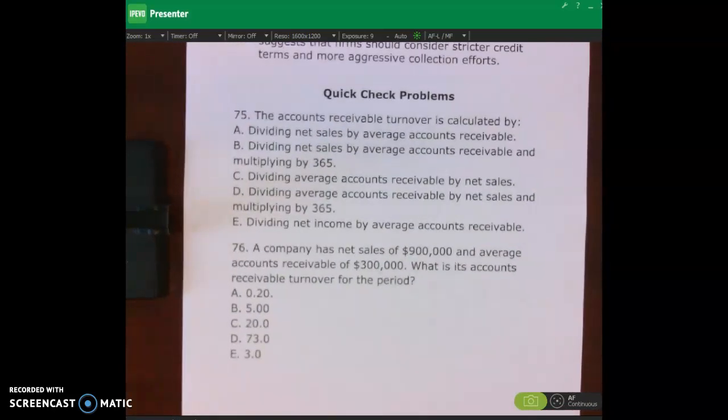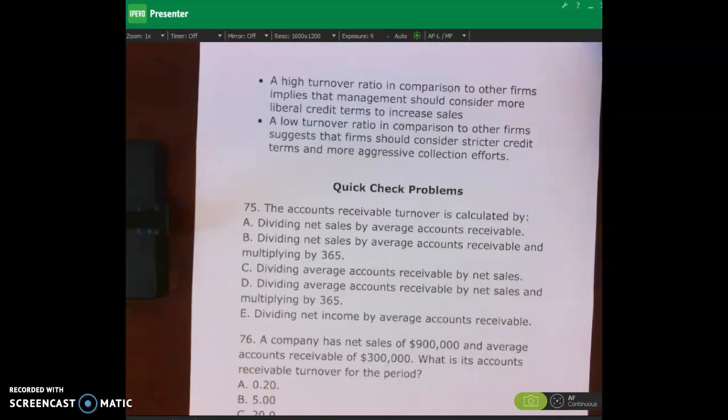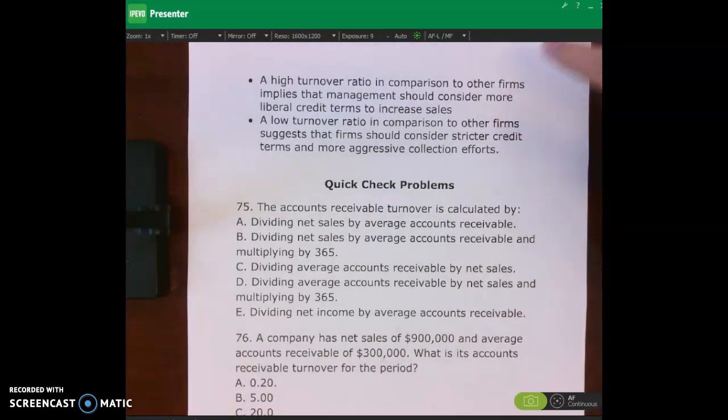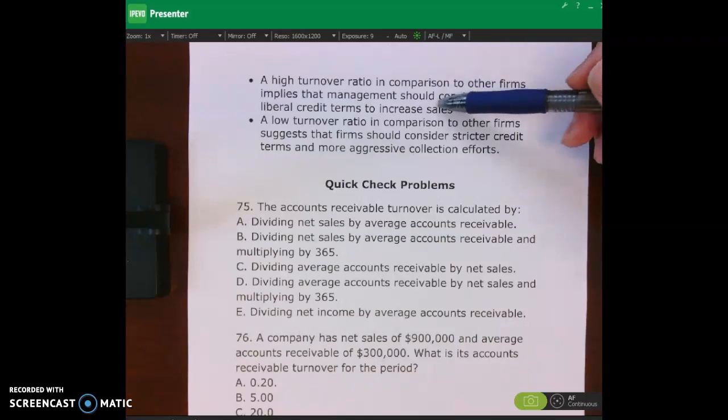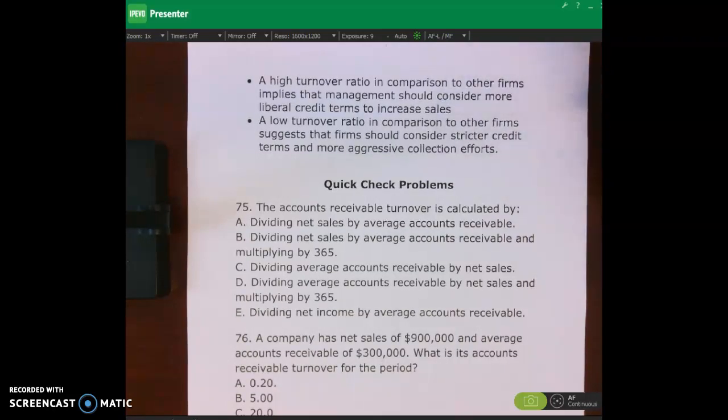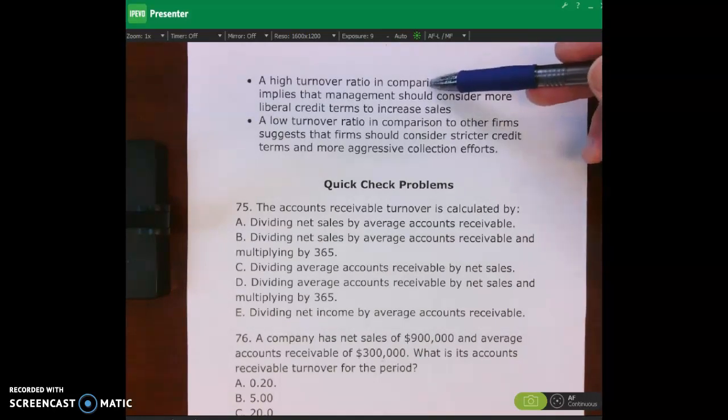Okay, so when we look at what a high turnover or a low turnover means in terms of industry norms, a high turnover ratio means that management might want to think about making their credit terms a little bit easier. A high turnover is going to be more favorable than a low turnover, all things being equal. But if it's too high, that means maybe your credit terms are too strict. And so if you loosened up your credit terms a little bit, you might be able to increase sales. That's what we're saying when the turnover ratio is really high.